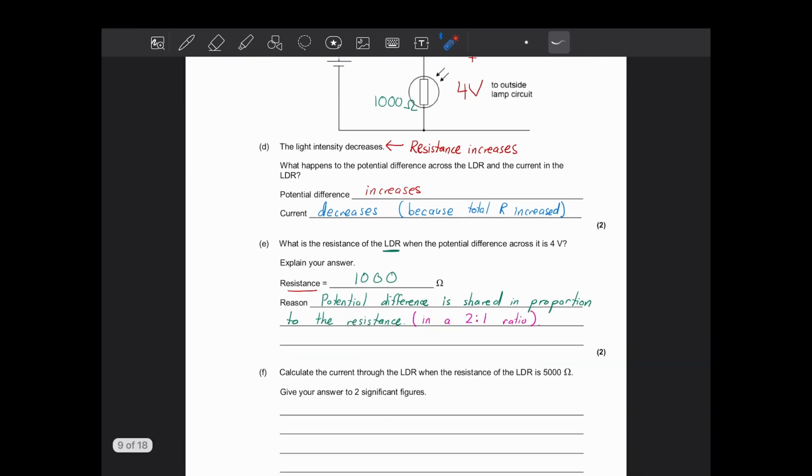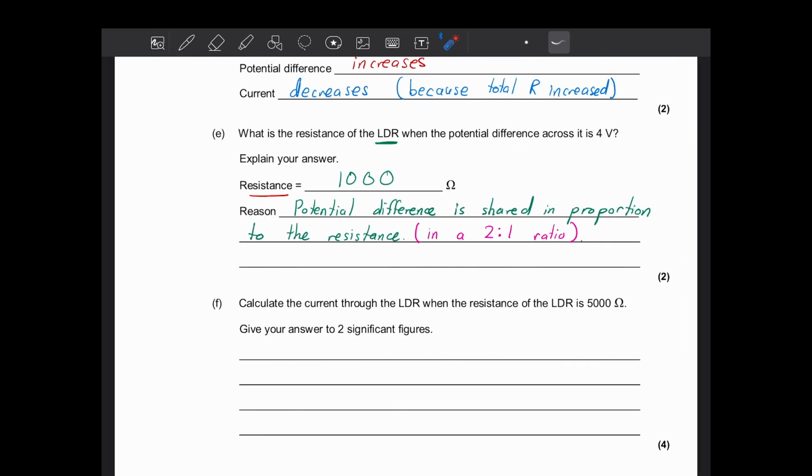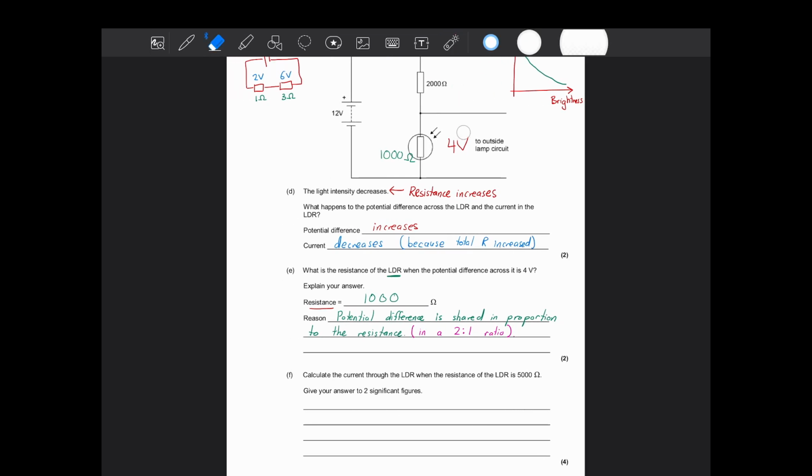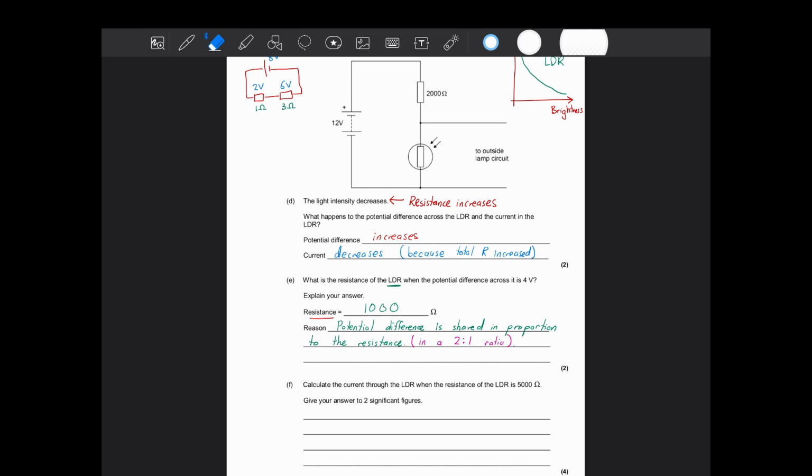Okay, let's move on. Calculate the current through the LDR when the resistance of the LDR is 5000 ohms. So I'll zoom out. Let me erase the previous numbers we were dealing with because they will have changed. Pause the video now if you'd like to work this out.